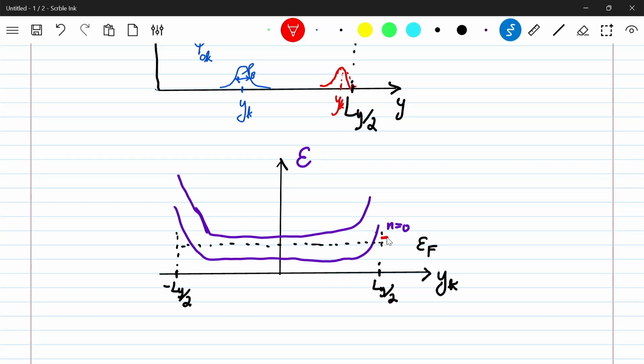It's slightly higher on the right hand side. Let me call it mu r, and on the left side it has a mu l, and there is a delta mu difference between them that is proportional to the voltage.